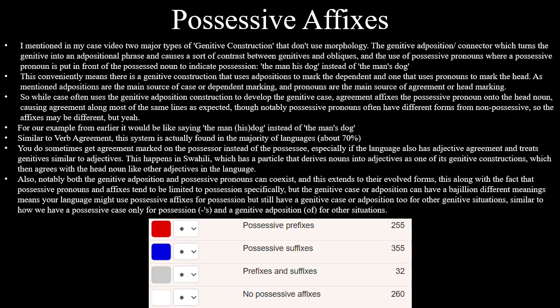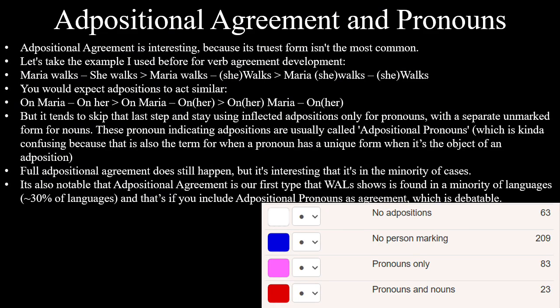Similar to agreement on the verb, this phenomenon of possessive affixes is actually found in the majority of languages, about 70% of them. The reason you likely never heard of them, though, might be because this is extremely rare in Indo-European languages in particular. And lastly, we have inflected adpositions, which, you guessed it, is adpositions agreeing with their objects.